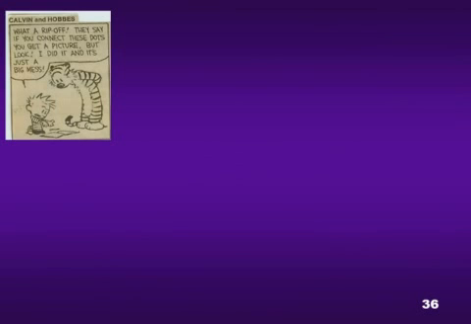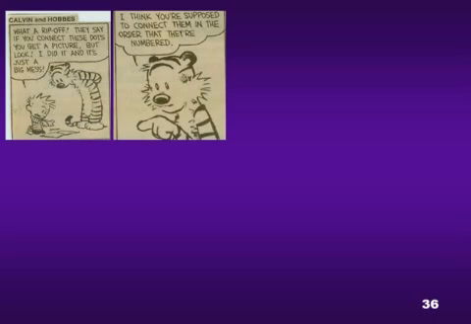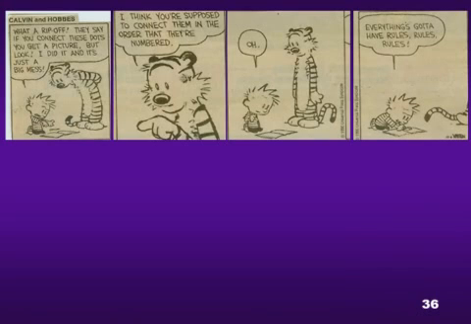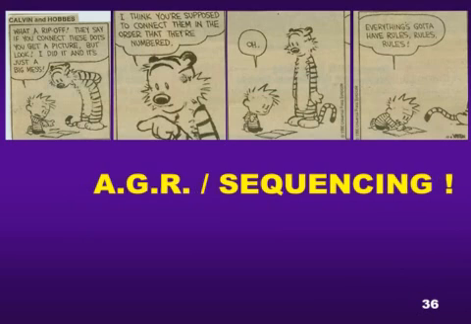Now look at Calvin and Hobbes. What a ripoff. They say that if you connect the dots, you get a picture. But look, I did it, and it's just a big mess. I think you're supposed to connect the dots in the order that they're numbered. Oh. Everything has got to have rules, rules, rules.